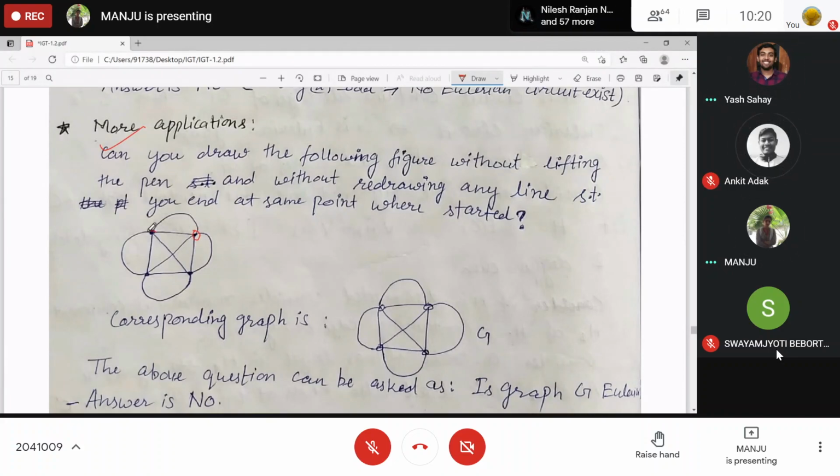Because of odd vertices. In graph theory, this can be modeled by taking these as points, that is vertices. Is it Eulerian? Not Eulerian, ma'am. That's why it is not possible.